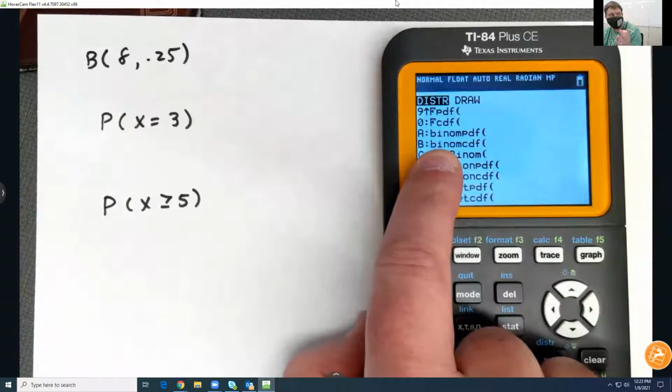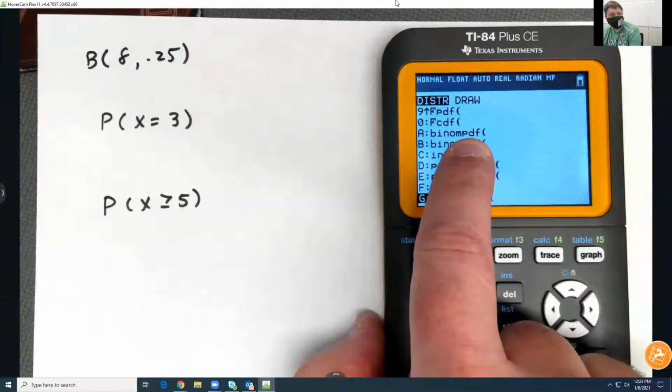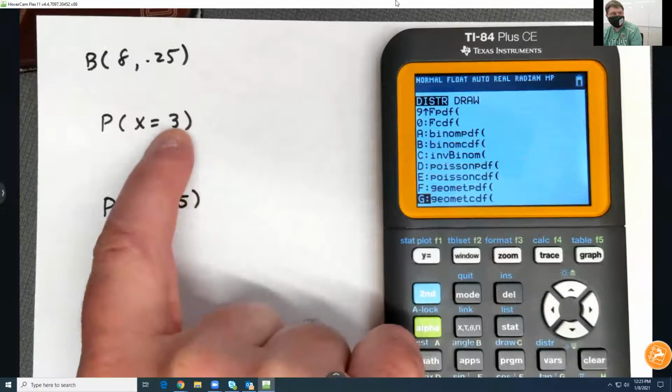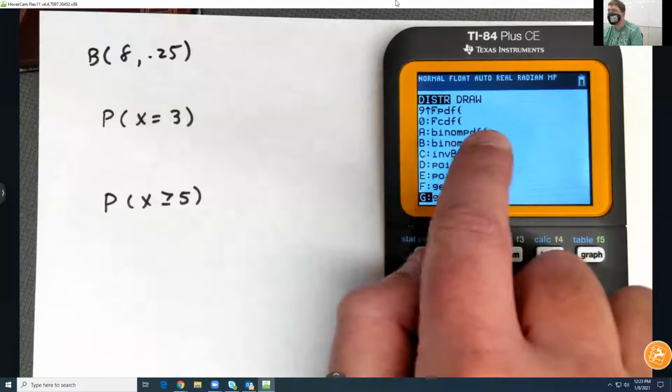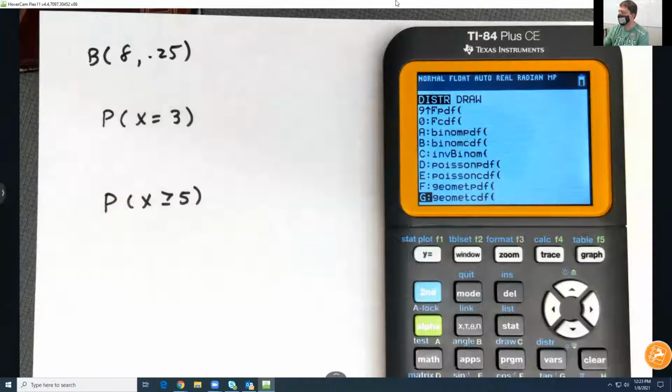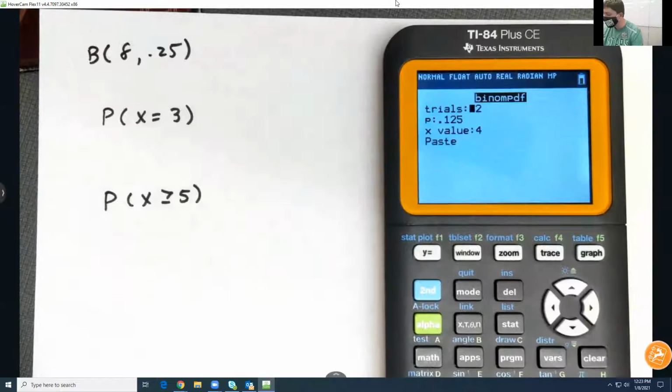They might be different on yours at home. I don't know what yours looks like. But binomPDF is the one we're going to use first because that's equals. And binomCDF is what we're going to use for this one because that's the cumulative one for less than or equal to. So let's do option A, binomPDF for the first one. This thing is gloriously nice. If you don't have the nice menu option like this, I'll show you what yours will look like in a second.